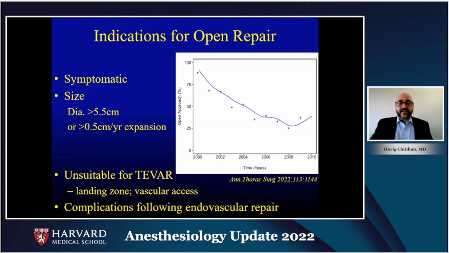Likewise, if there are any complications following endovascular repair, which tend to manifest over a longer period of time in the form of endovascular leaks or continued expansion of the aneurysm, there's an indication for open repair.